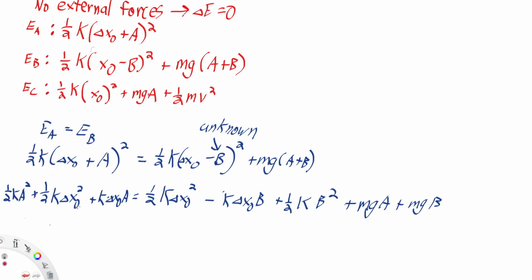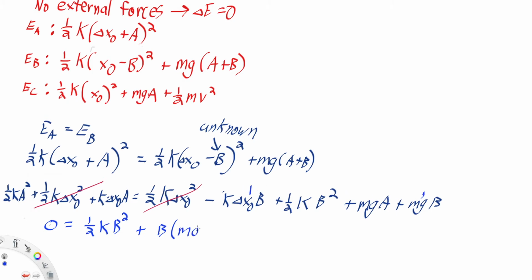Alright, so we have a 1/2 k delta x0 squared on both sides of the equation, so we can just go ahead and cancel that. And then I'm going to move everything to the right-hand side of the equation. So we have 0 equals 1/2 kb squared plus b times, I'm going to factor out a b from all the terms that have just b to the first power in them, these two terms here.